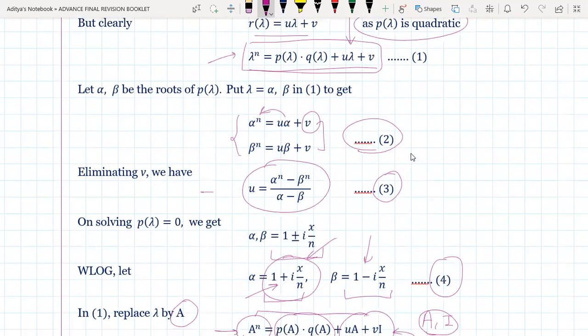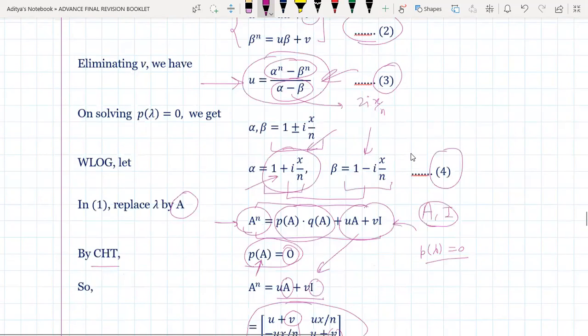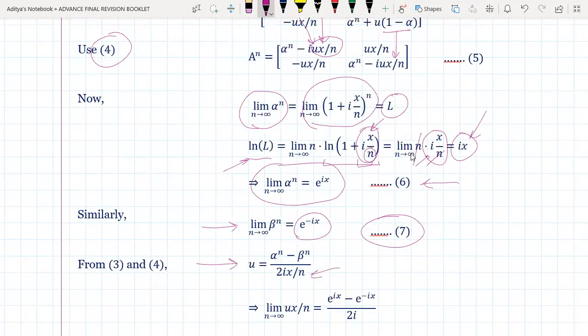So equation number 3 was this, right? U is equal to alpha power n minus beta power n upon alpha minus beta. But from equation number 4, we have the values themselves. What is alpha? What is beta? So alpha minus beta obviously comes out to be 2 iota x by n. So I am substituting this value in equation number 3. So that's how we are getting this quantity, 2 iota x by n here.